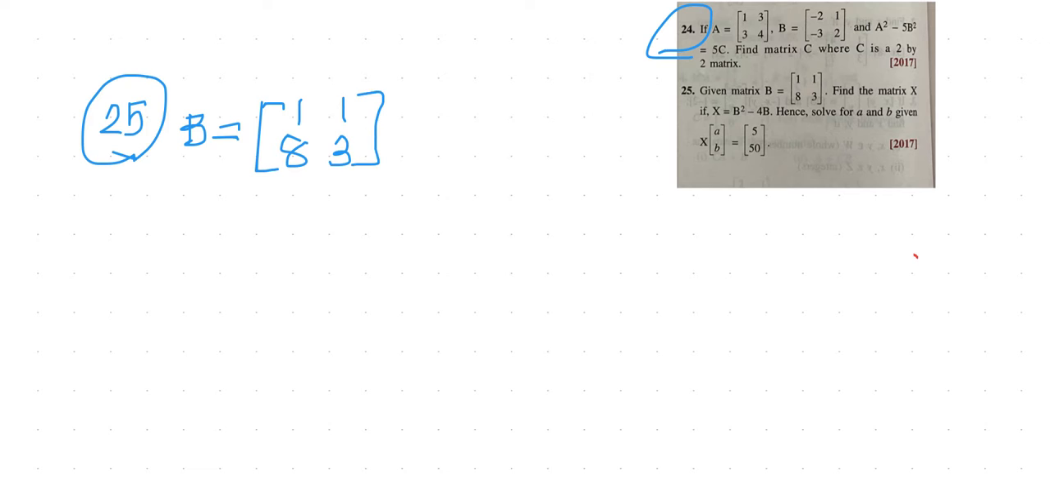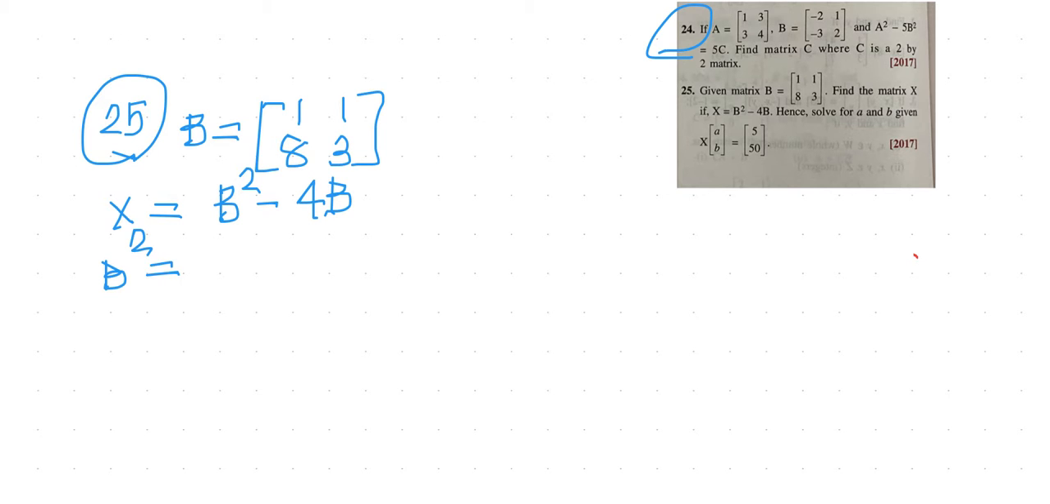Okay, we'll now be moving to question number 25. That is the last question of this particular unit, chapter and exercise as well. Matrix B has been given as what? B has been given as [1, 8; 1, 3]. Okay, and then you have to find out matrix X such that it is equal to B square minus 4B. So first I will be calculating how much is B square.